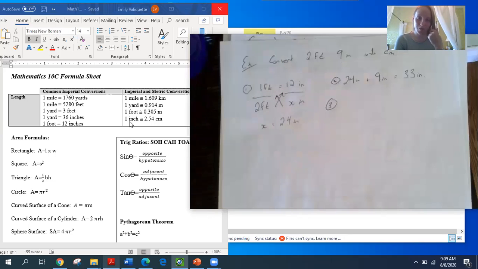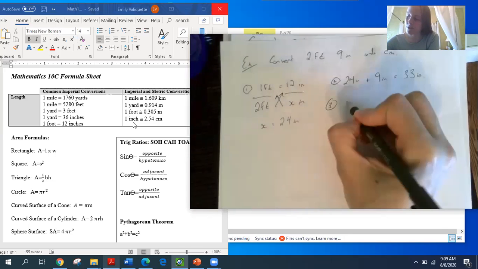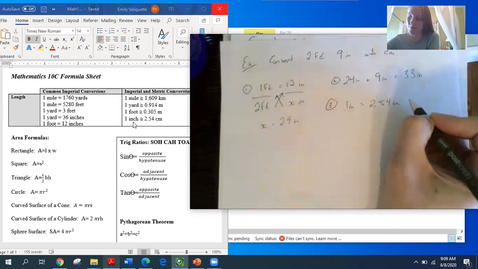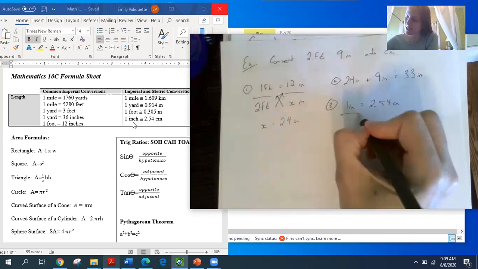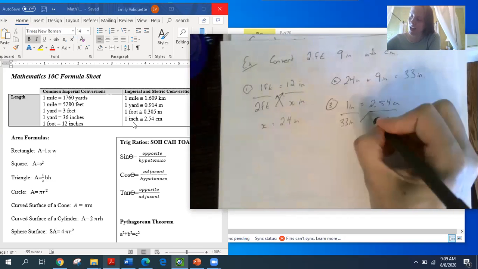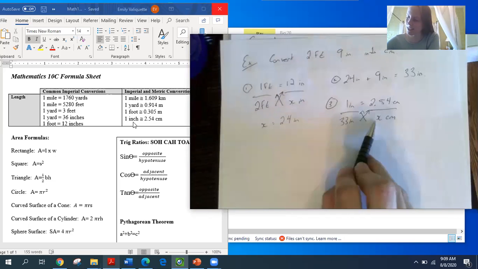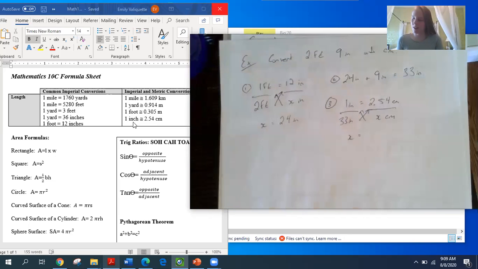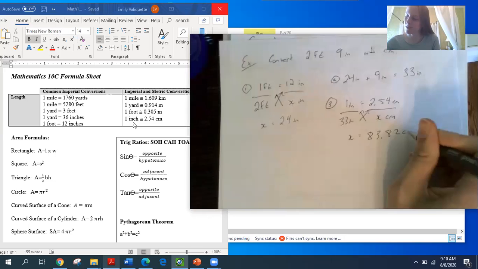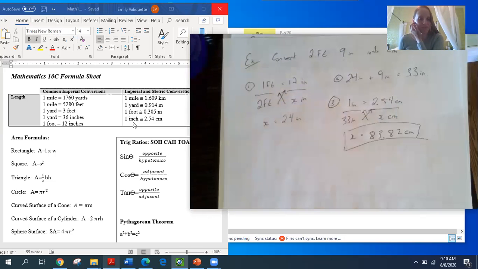And then my final step will be to convert 33 inches into centimeters. So to do that, I'm going to set up my proportion of 1 inch being 2.54 centimeters, and then stack my units. So 33 inches is how many centimeters? I cross multiply, so x times 1 is x, and 33 times 2.54 is 83.82 centimeters. So that would be my answer.